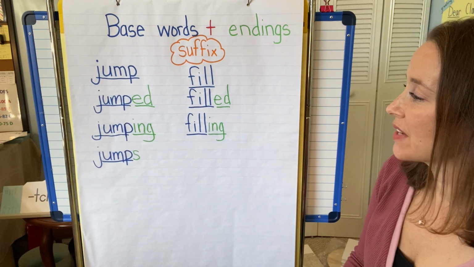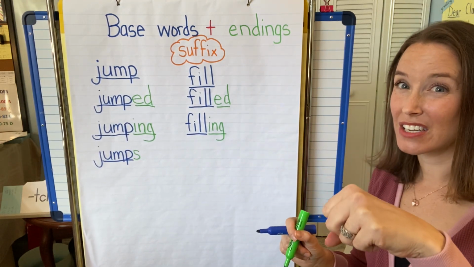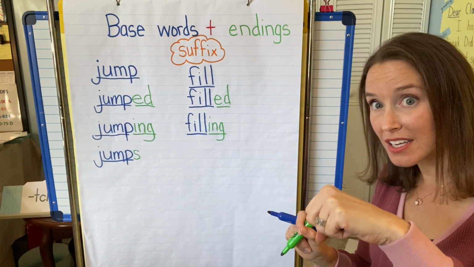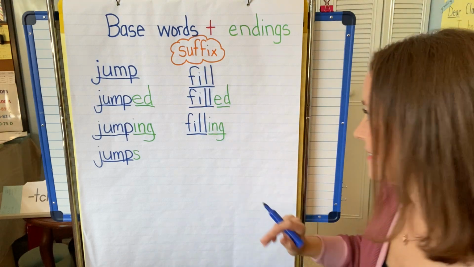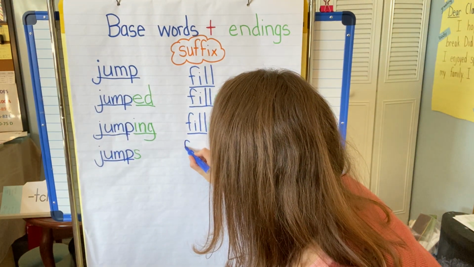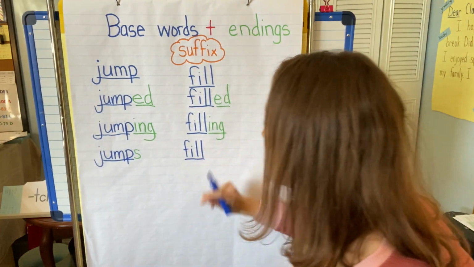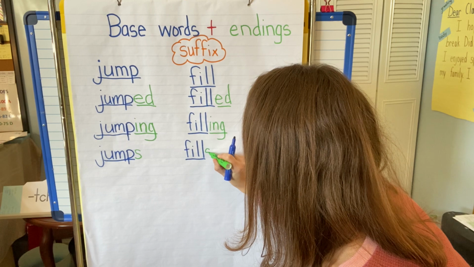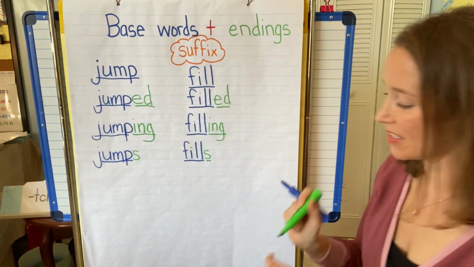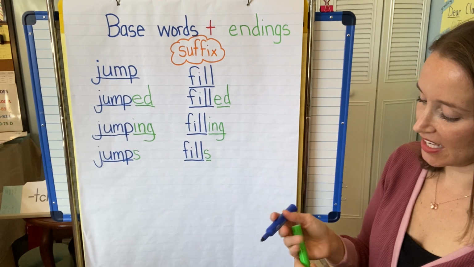Filling. Okay. And right now we could say she fills her cup of coffee. So what am I going to add to that? S. Here's my word fills. Here's fill, and then if I say I'm doing it right now, she fills. Here's my S. Okay. So remember, we can add ed, ing, or s at the end.